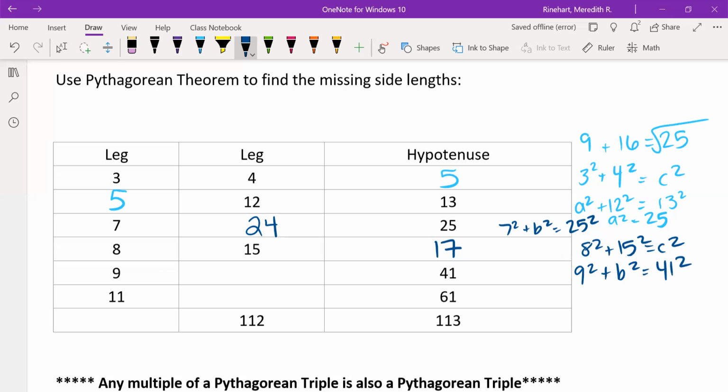So let's do 41 squared. That's 1,681 minus 81 gives us 1,600. The square root of 1,600 is going to be 40. Then we have 11 squared plus b squared equals 61 squared. So 61 squared is 3,721 minus 121, which is 11 squared, gives us 3,600. If you do the square root of 3,600, you're going to get 60.